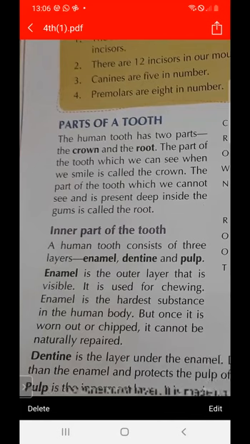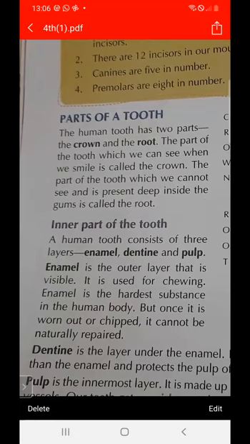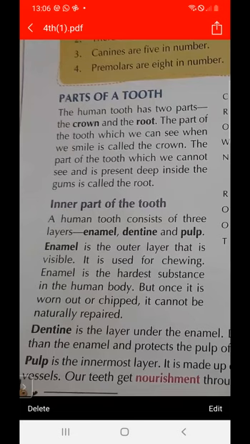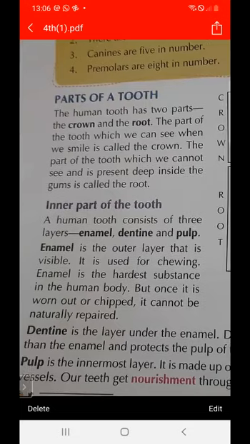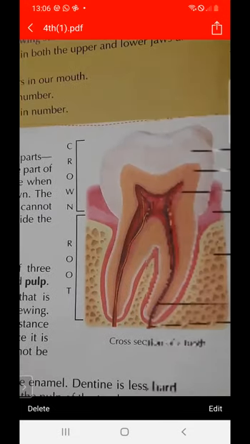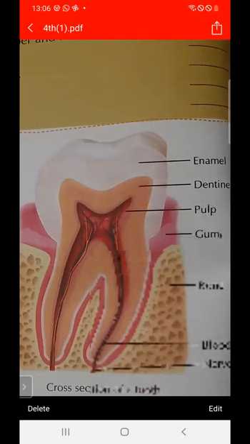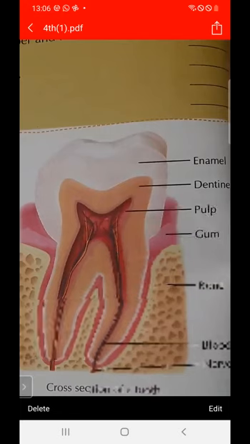After enamel, there is a layer called dentine. And what is the function of dentine? It protects the pulp of the tooth. And after dentine, there is the pulp. The pulp is the innermost layer. It contains the blood vessels, and the tooth gets nutrition from the pulp.